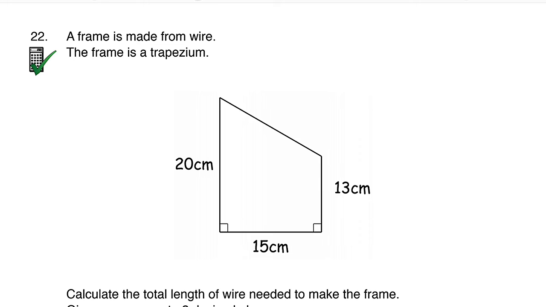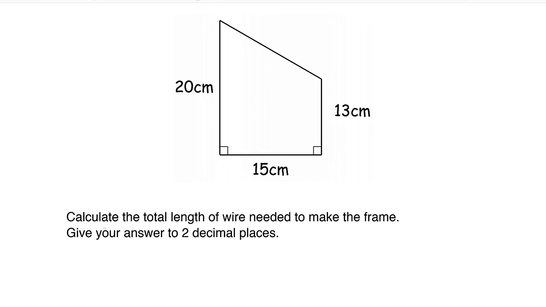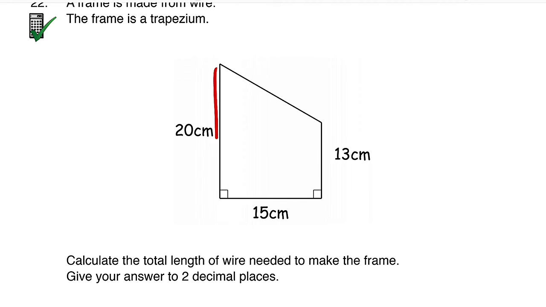A frame is made from a wire. The frame is a trapezium. We are asked to calculate the total length of the wire needed to make the frame. Give your answer to 2 decimal places. All right, we have this side length, we have this, we're only looking for this side length. So how can we find it? You can partition this into this. If from here to here is 20, from here to here is 13, you should know that from here to here will be 7. So this point here is 7. So here will be 15 as well, because it must correspond to this. So let me call this x.